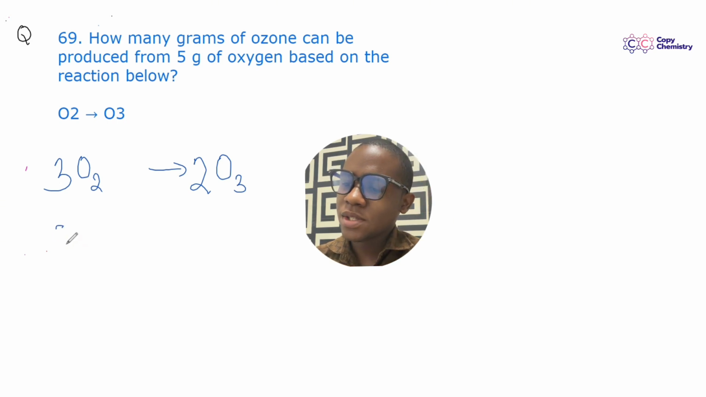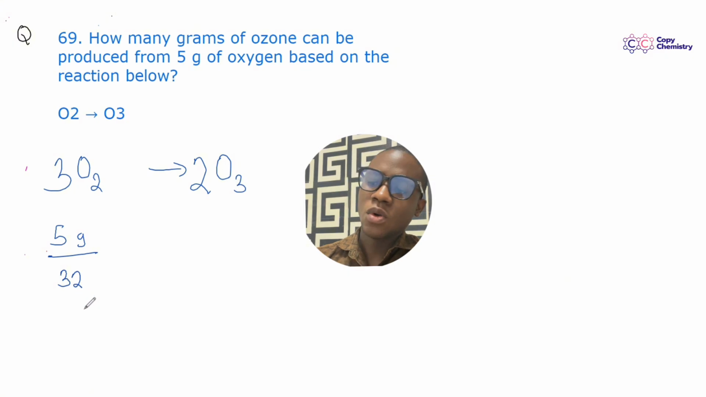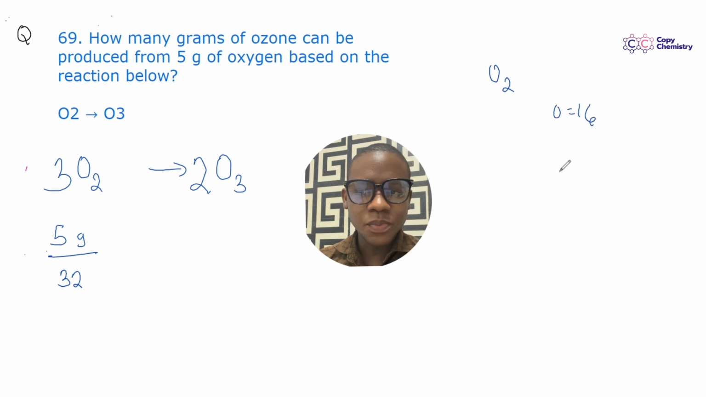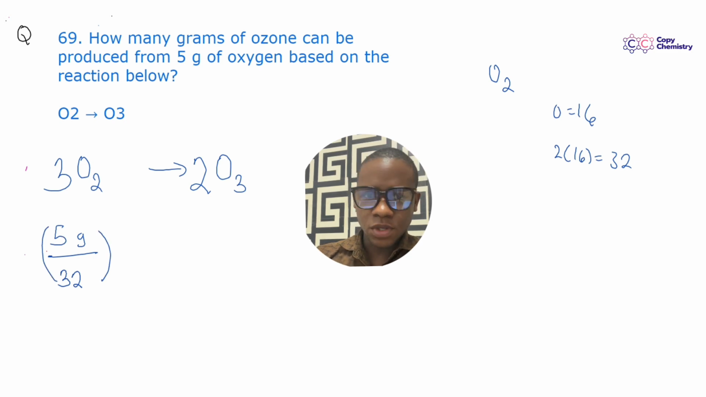Great. So let's take that 5 grams of oxygen and convert it to moles. I'll be dividing that by 32, which is the molar mass of O2. Oxygen is 16, right? So 2 times 16, that's what that is, and that's why I divided by 32. So this is the moles of oxygen.